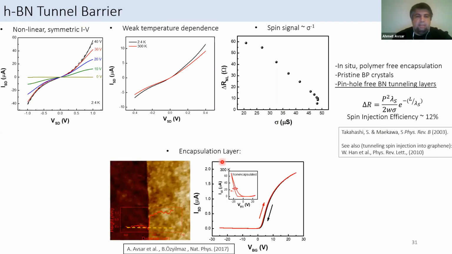And again, by using just this 1.2 nanometer thick hBN, we were not just using it as a tunnel barrier, but we were also encapsulating it so that we were seeing very high quality hysteresis-free transport characteristics in this device.